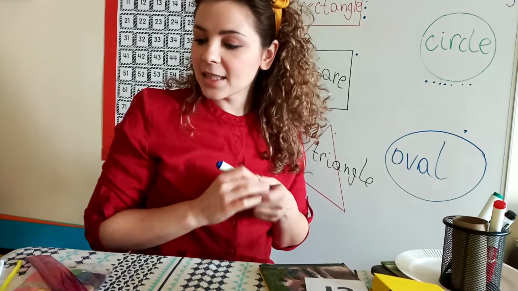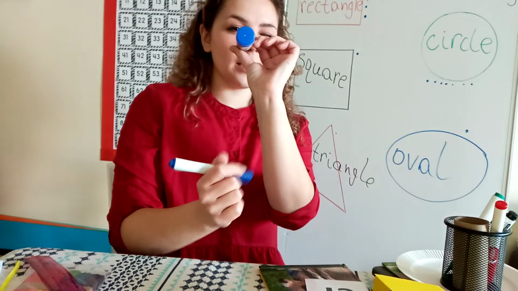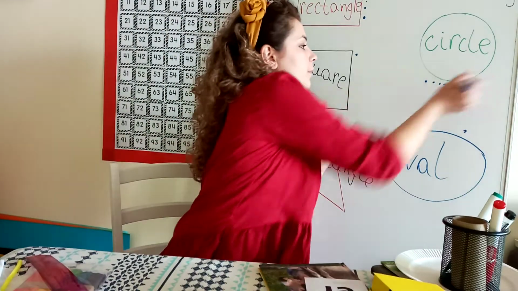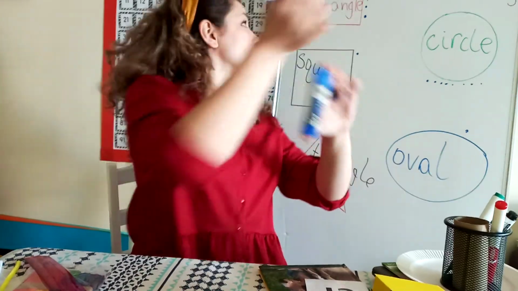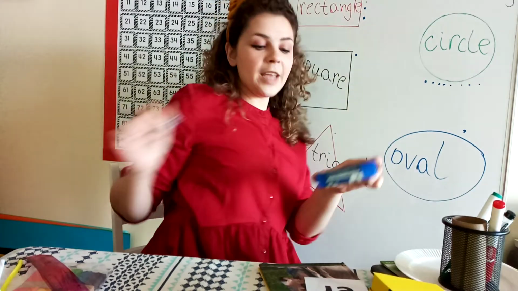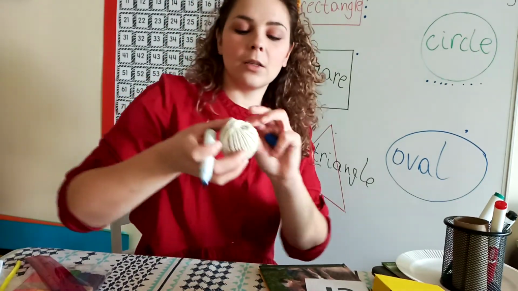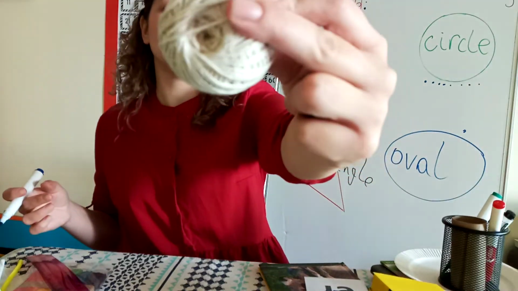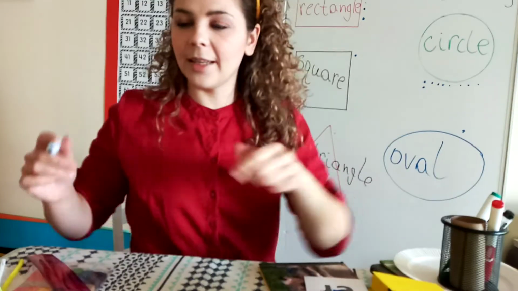So let's see what else I have here. Stick glue. If you look at it like this, definitely a circle. But if you look at it like this, it would be a rectangle. Okay, let me see what else I have here. Or I have this thread, this yarn. So in a way, it's a circle. Well, circle is definitely leading.